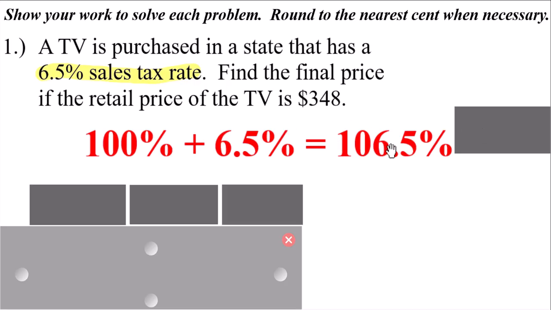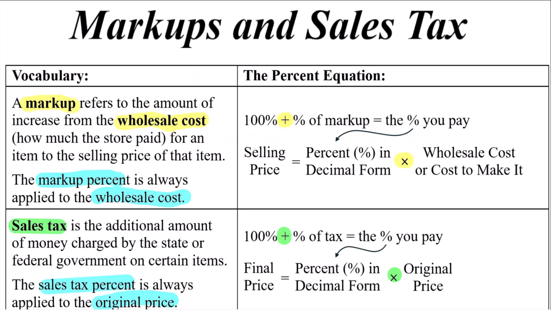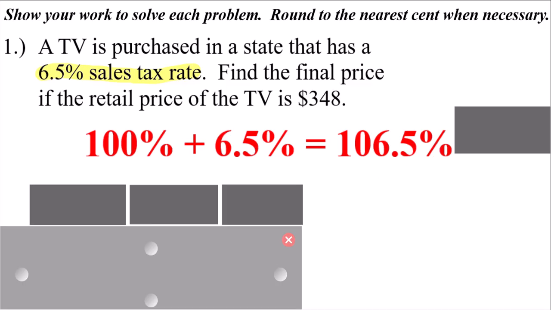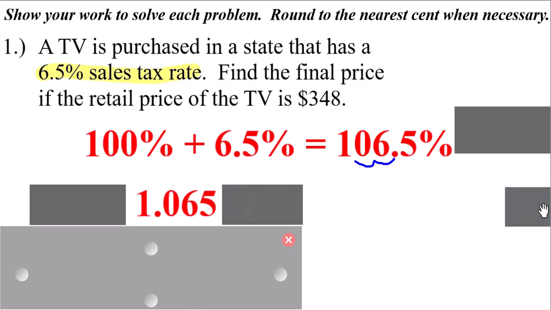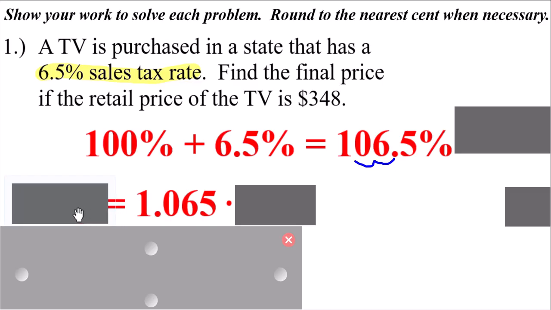Now, from here, we'll put this in decimal form, just like we talked about here at the top, decimal form for the percent, which means we're going to move that decimal point 2 places to the left, like we have always been doing so far in this unit, to get that to go into decimal form. Now, that's going to get multiplied to the original price to equal the final price.